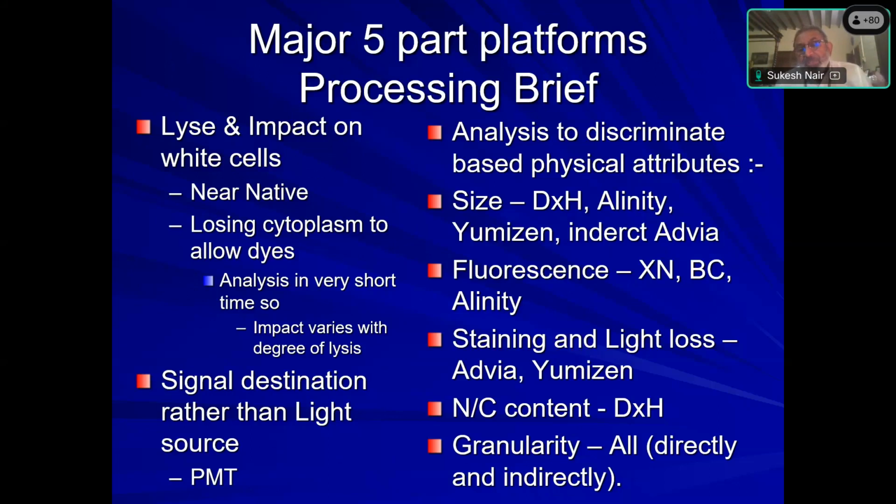Then the nucleocytoplasmic content: the only cell counter which does that is DXH, because DXH is the only cell counter which analyzes cells based on 3-dimensional analysis. Most of the others are multiple 2-dimensional analysis. So it does analysis on 3 axes. But interestingly, all the cell counters do not ignore granularity.